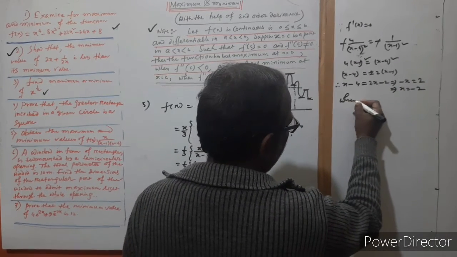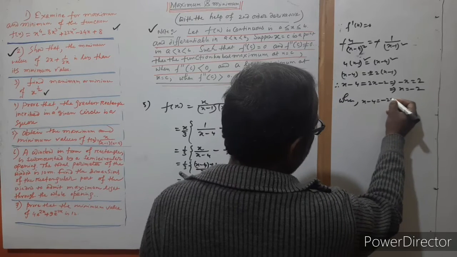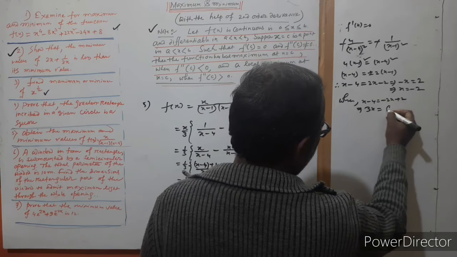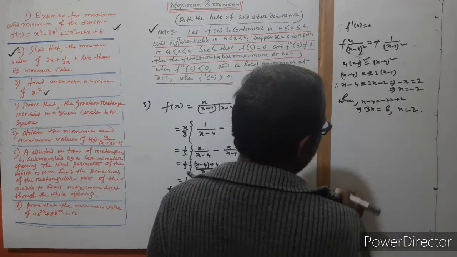And when x minus 4 is equal to minus 2 times (x minus 1), that is minus 2x plus 2. So you get 3x equals 6, so you get x equals 2.